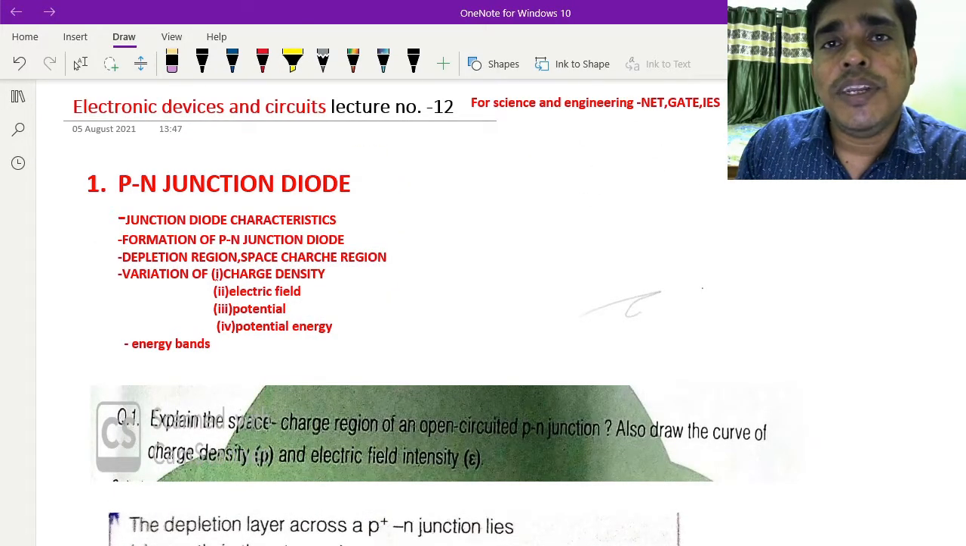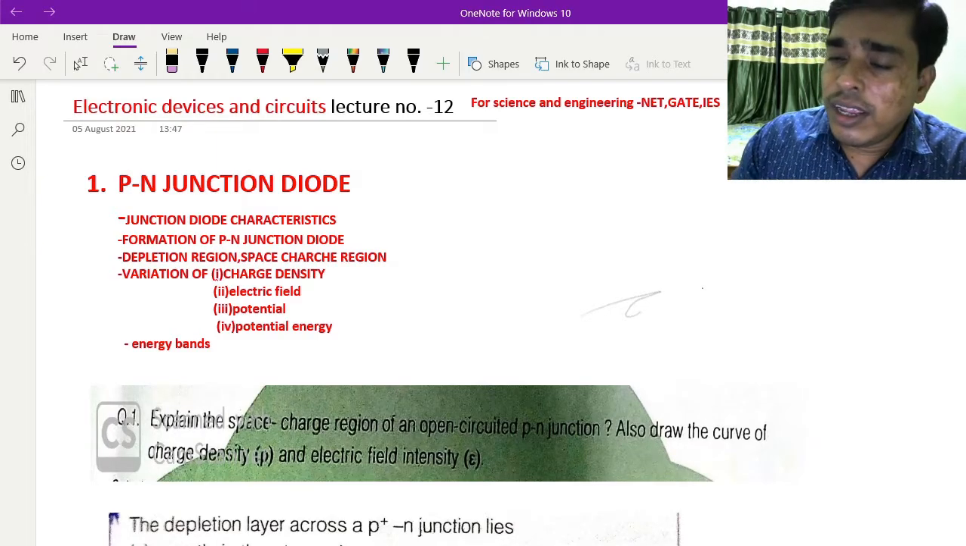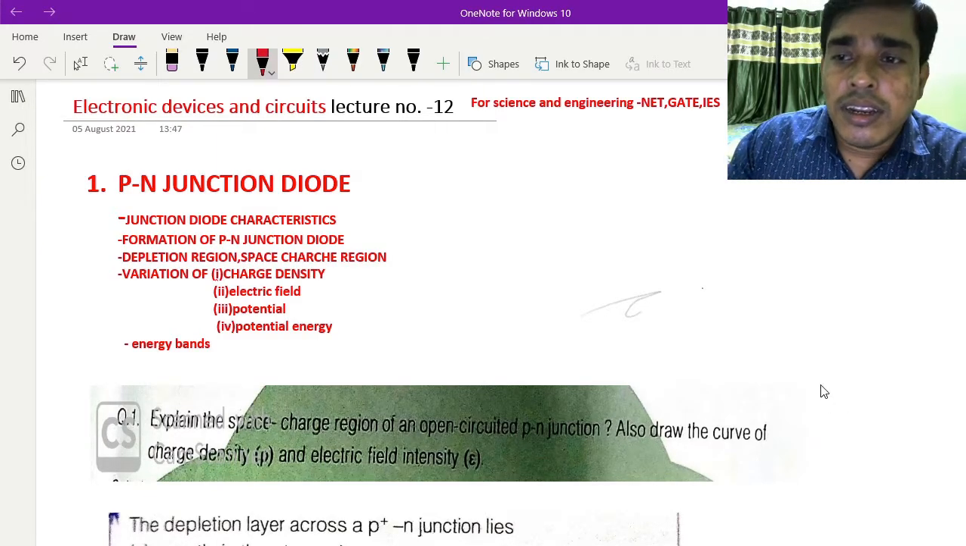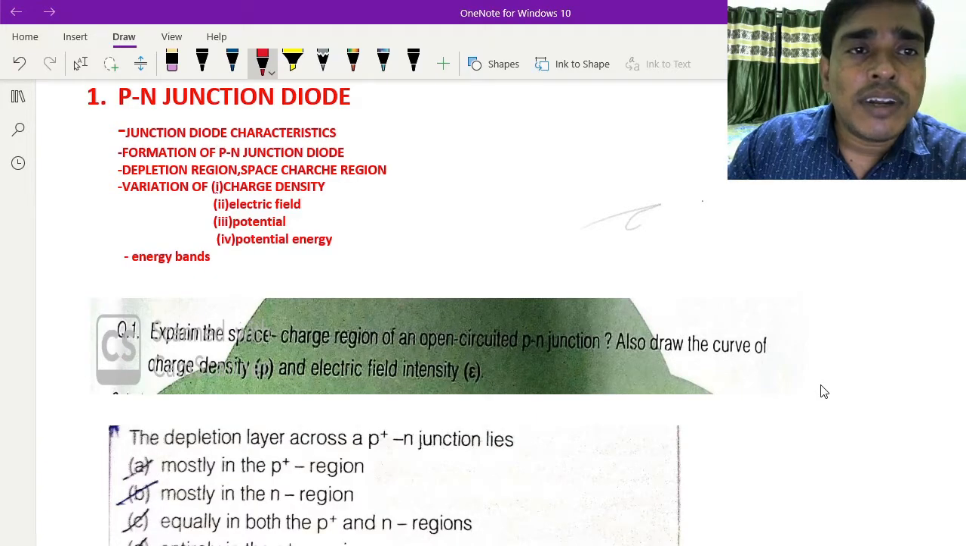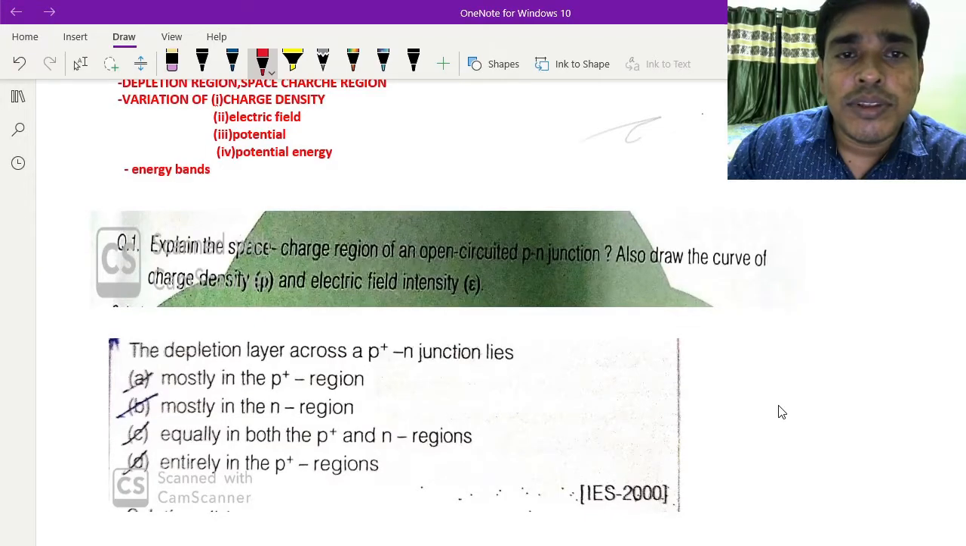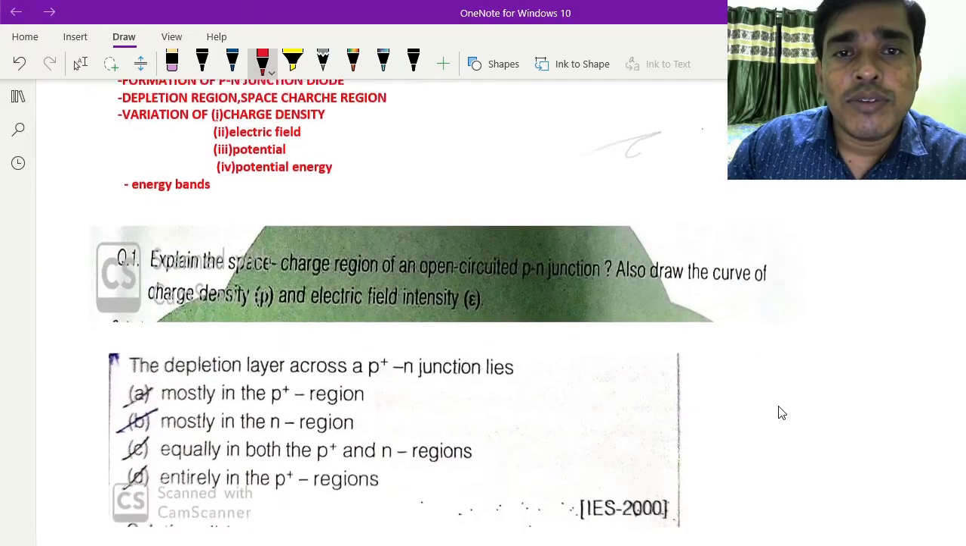Okay, today I will discuss the PN junction diode. This lecture is suitable for science and engineering students. It helps with preparation for the NET, GATE and IAS exams. So here I will discuss the theoretical part first, then some problems related to this topic.